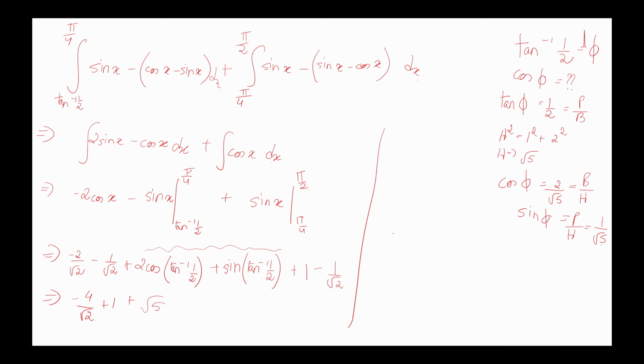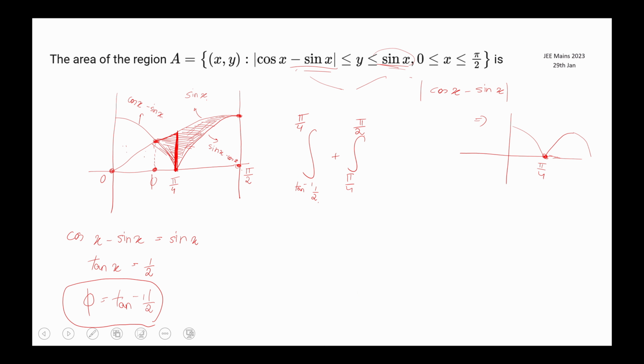And what do we get ultimately from here? This can be told to be 5 plus 1 minus 2 root 2. So this is our answer. This was only asked in the question. We had to find out the area of region A. So I hope you must have understood this question.